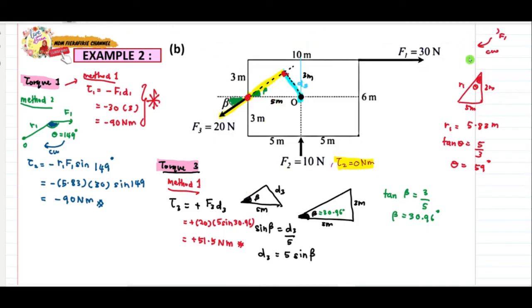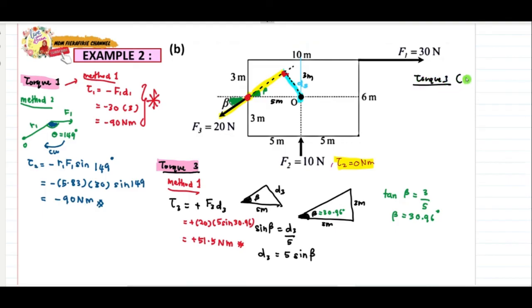So, sekarang saya akan padam dulu yang tepi ini untuk saya buat method yang kedua in order to calculate torque 3. Okay, so I want to calculate torque 3 by using method 2. Okay, so method 2, sama juga saya akan padamkan dulu yang kita gunakan ini tadi. Okay, so for the second method untuk cari torque 3, caranya memang mudah sedikit.